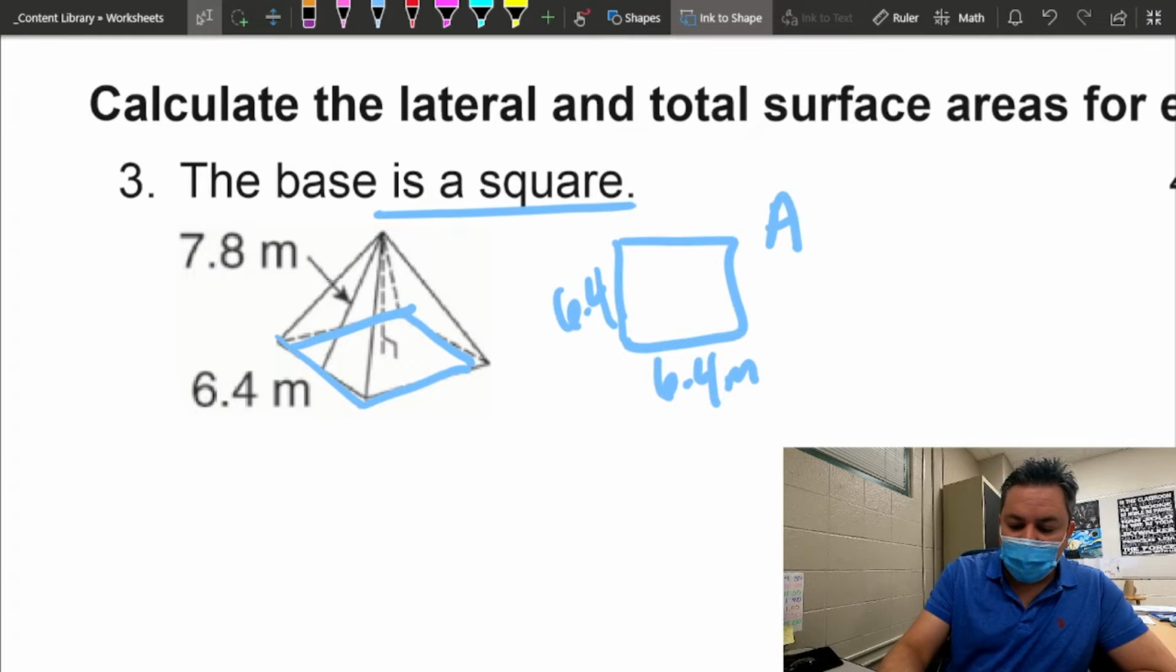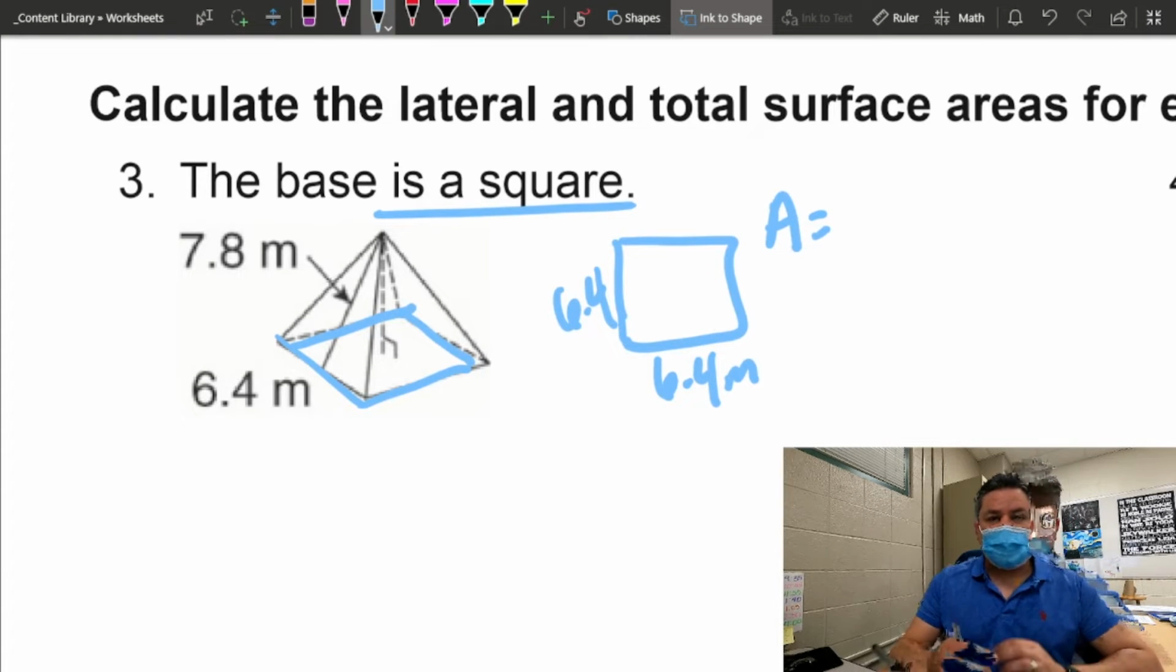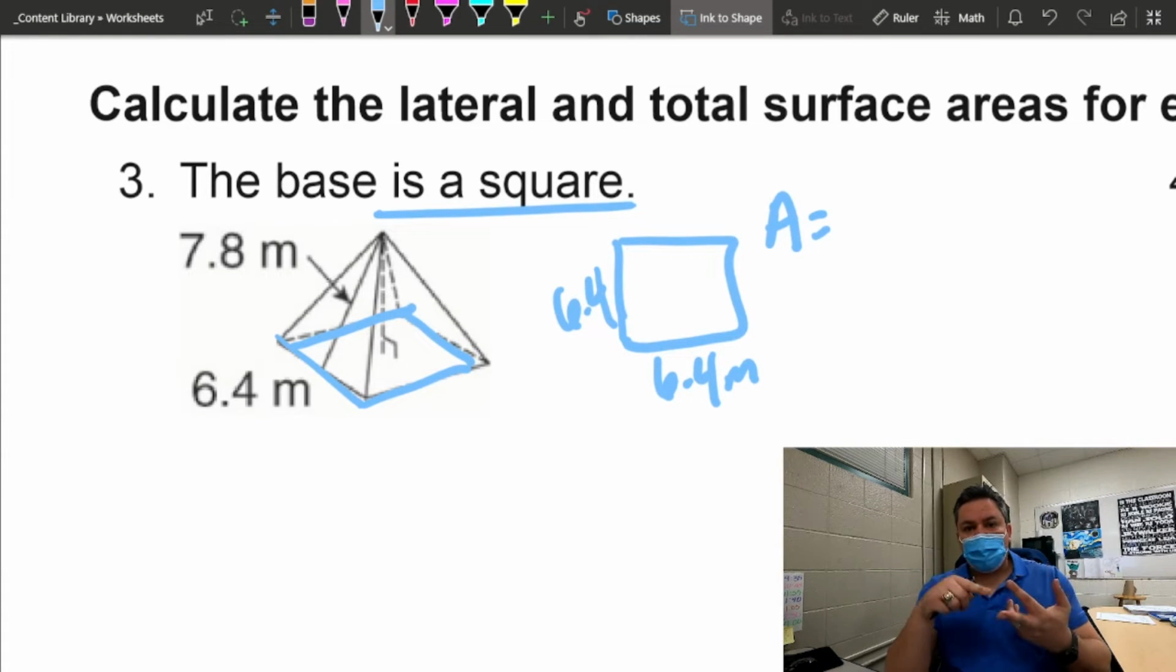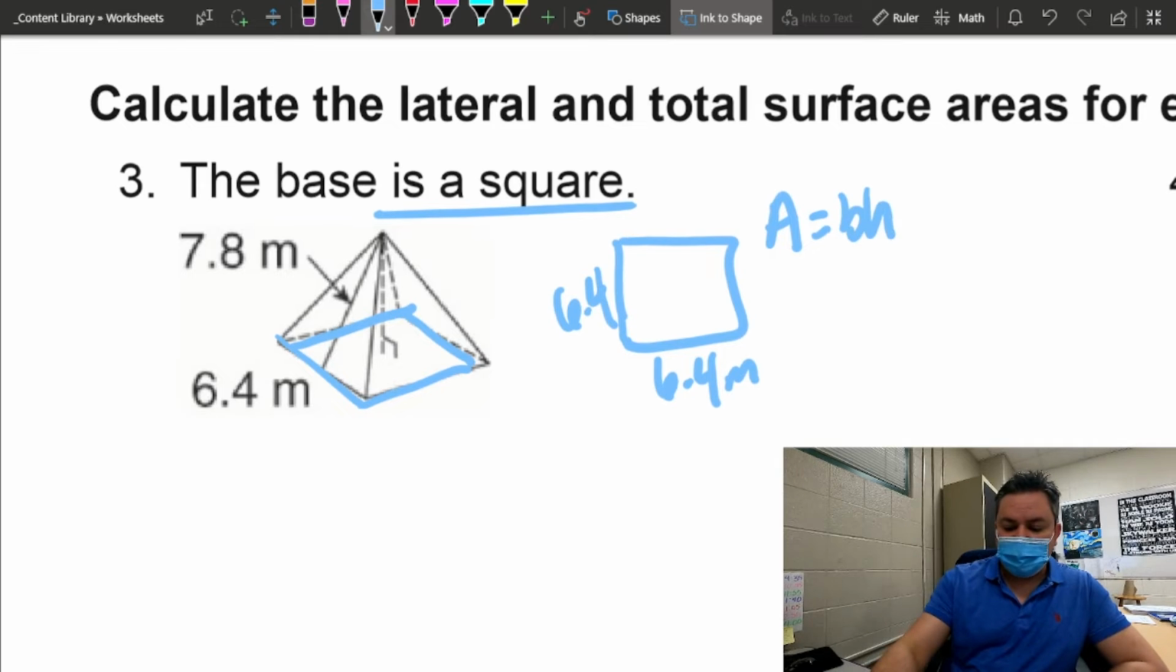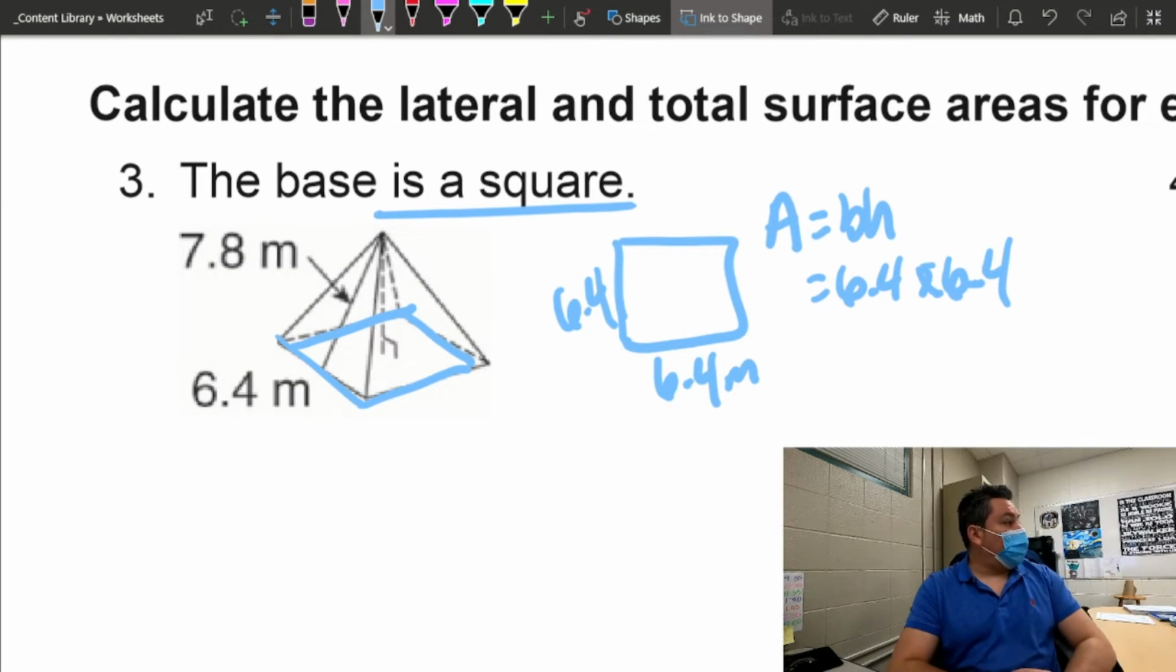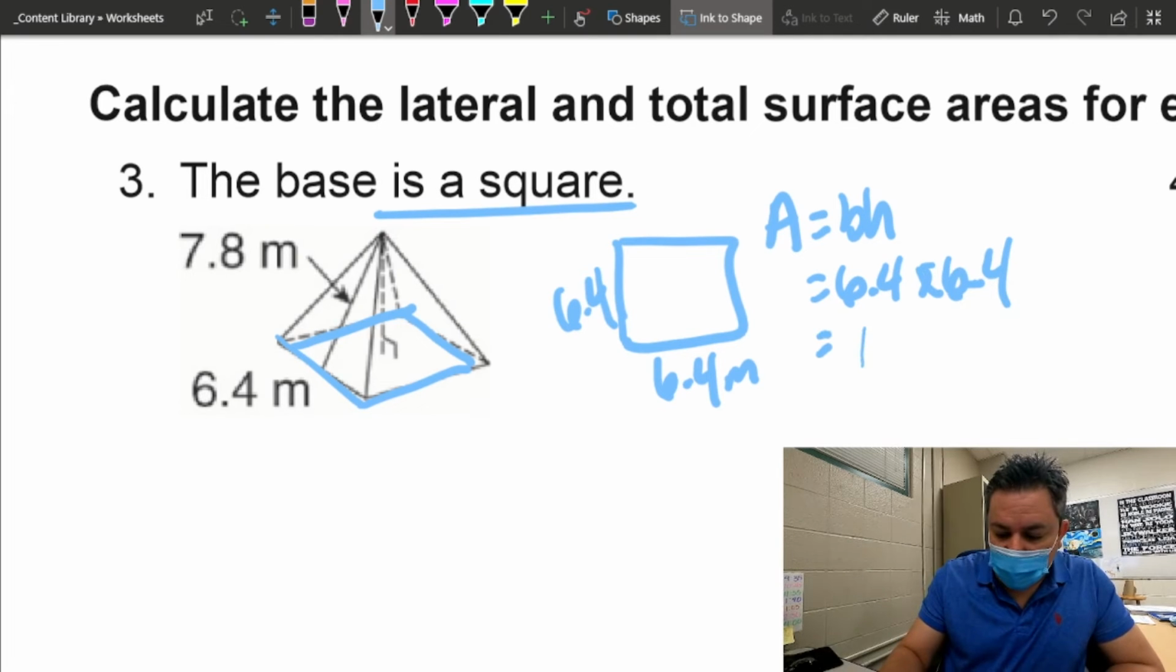The area for any square, rectangle, or parallelogram is just base times height. So in this case, it's going to be 6.4 by 6.4. When you multiply 6.4 by 6.4, what do you get? You get 40.96 meters squared.